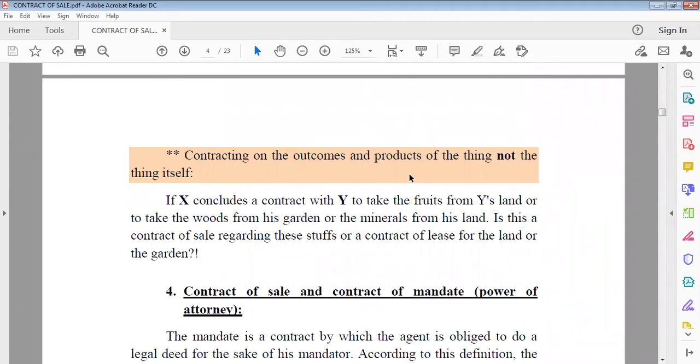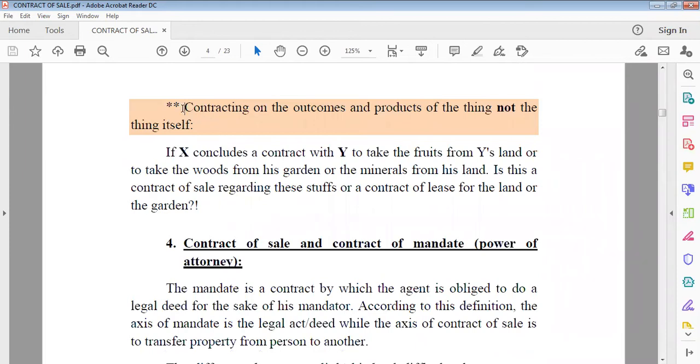Now we have a question here. It's about contracting on the outcomes or products of the thing, not the thing itself. It happens sometimes that a person may lease from me not the land that I have. However, he leases, for example, the fruits of my land. Maybe you heard about something called تضمين، فلان متضمن الشجرة اللي في أرض فلان.